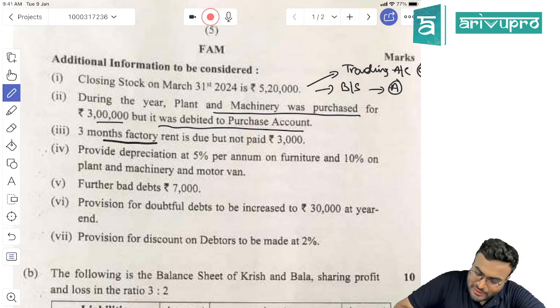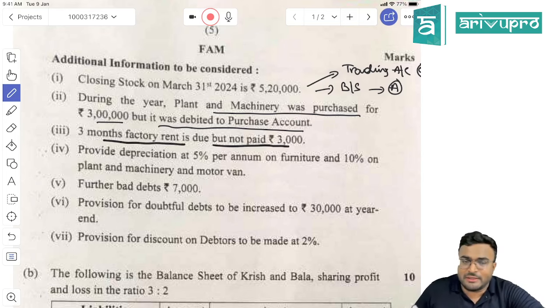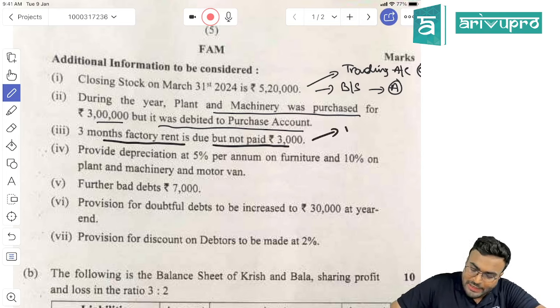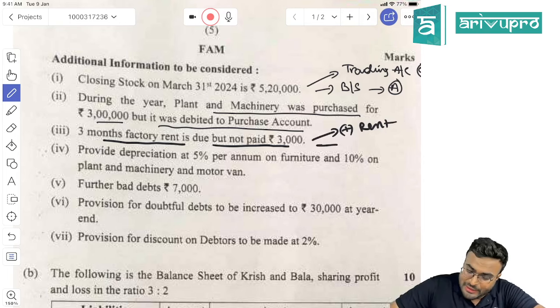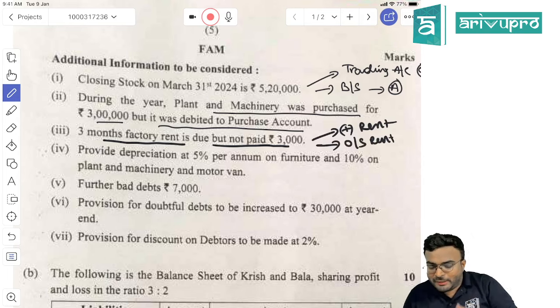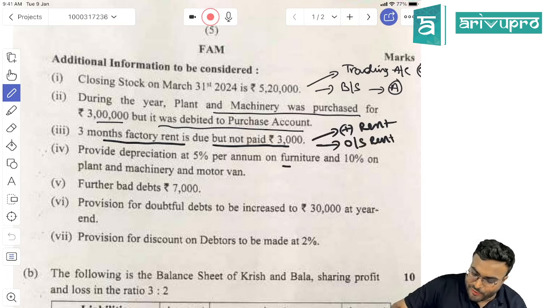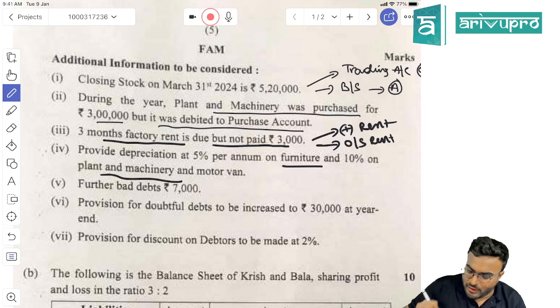3 months factory rent is due but not paid. 3,000 is not paid. So what will you do? Factory rent. Okay, you will add it to rent when you're preparing your P&L, and then you will show it as outstanding rent in the balance sheet. Provide depreciation at the rate of 5% per annum on furniture and 10% per annum on machinery and motor van.